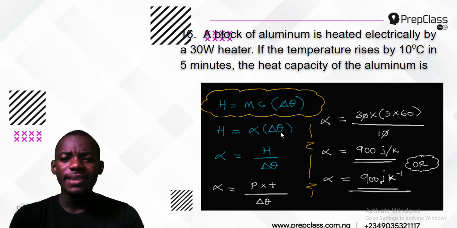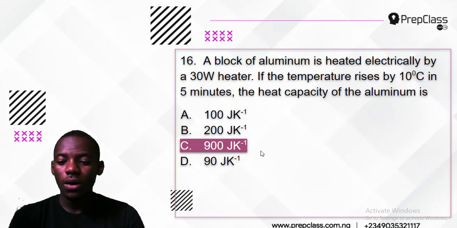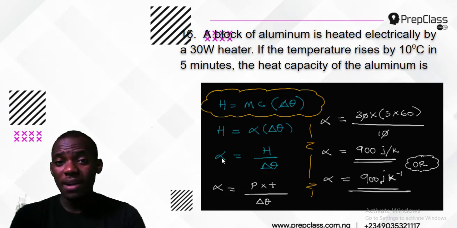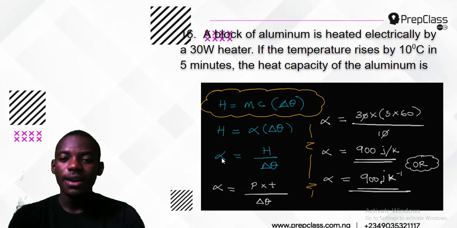So to find my heat capacity, I'll just bring this one under this one. So I'll make my heat capacity become H over change in temperature. That's heat over change in temperature. That's my heat capacity. Remember, it came from MC. It is the combination of mass and specific heat capacity. That's MC, and that is it.